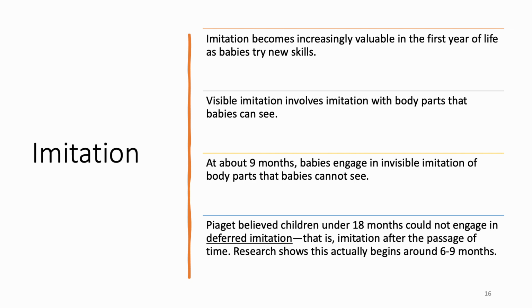Piaget believed children under 18 months could not engage in deferred imitation, that is, imitation after the passage of time. Research shows that this actually begins around 6 to 9 months. Deferred imitation is when a child can imitate a behavior after time has passed. This gets better with age as the child develops the ability to hold information for longer periods of time.